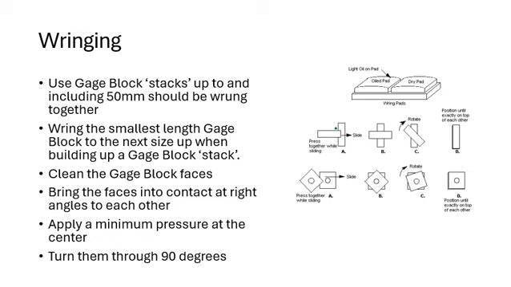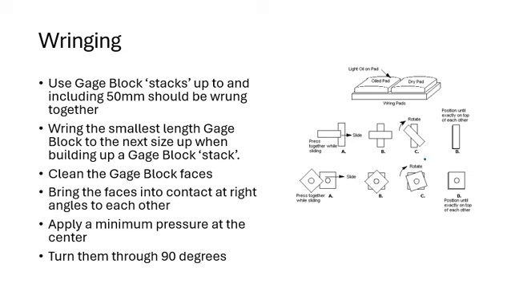Like this. So first you start at 90 degrees to each other, and then you turn it so it overlaps on top of each other. And while you do that, make sure you apply pressure onto the blocks, so that they will stick together, and we call that the gauge block stack.